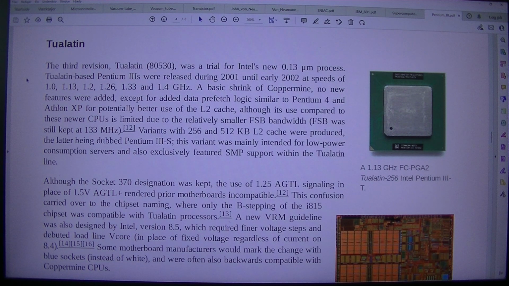No new features were added, except for added data prefetch logic similar to Pentium 4 and Athlon XP for potentially better use of the L2 cache, although its use compared to those newer CPUs is limited due to the relatively smaller FSB bandwidth. FSB was still kept at 133 MHz.